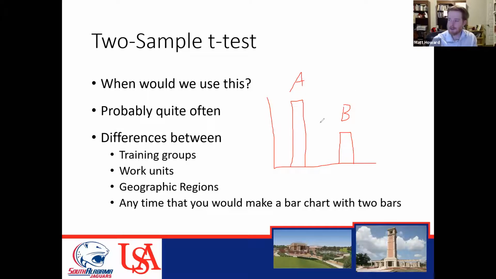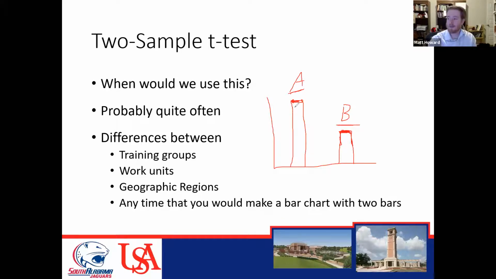Once again, if this was work unit A versus work unit B, and you think you could compare them visually by making a bar chart with two bars, so this might be the mean performance of work unit A and the mean performance of work unit B. Once again, that's an ideal instance to use a two-sample t-test. Same with geographic regions. If A is Alabama and B is Mississippi, then we could use a two-sample t-test to compare whether these bars that look visually different are indeed statistically significantly different.